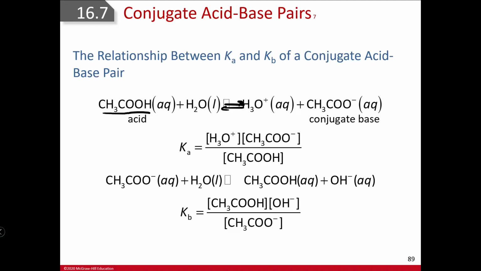So here we have acetic acid. It will donate a hydrogen ion to the water and form the hydronium ion. And then what's left over is the conjugate base, the acetate ion. And again, this reaction goes nowhere near 100% to completion. Acetic acid is not one of the strong 7 acids. So we write the Ka for this reaction.